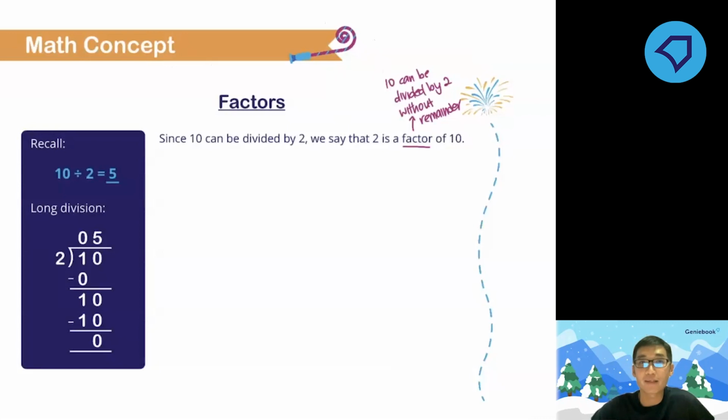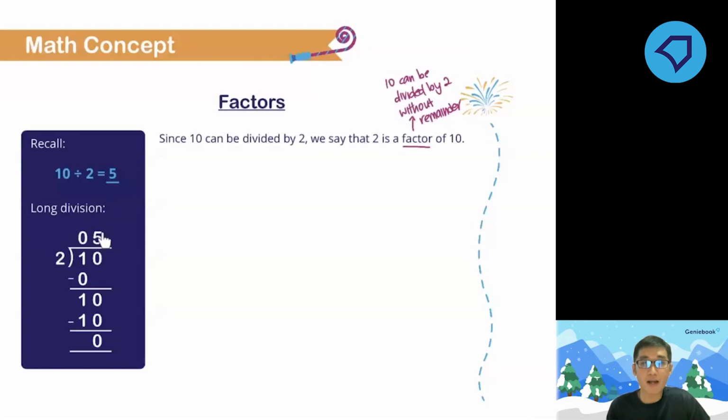Okay, but you understand what factors here now mean from the example here that 2 is a factor of 10 because 2 can divide 10 exactly without any remainder. Okay, so a factor is a number that can divide another number exactly without a remainder. So what other numbers can also be a factor of 10? Can you tell me? Also from this long division, can you see that? Right, so we can also say that 10 divided by 5, we get 2 without any remainder as well. So we can also say that 5 is a factor of 10.